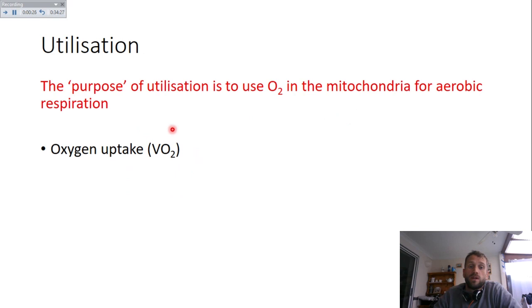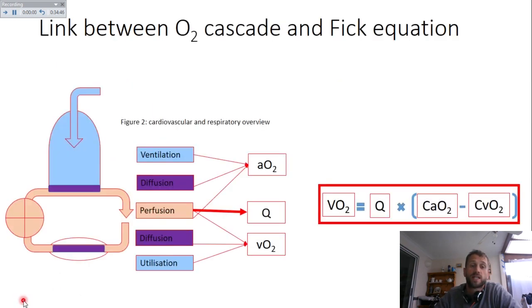And our best marker of looking at utilization is oxygen consumption. That is what we're looking at. VO2 is the amount of oxygen being utilized or consumed, where we're most interested in the muscle. However, by measuring oxygen consumption, it can also be influenced by any of the factors that we've talked about before. So that is the oxygen cascade.